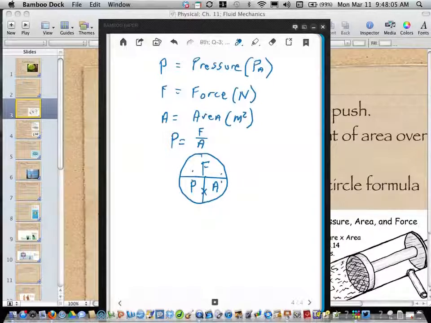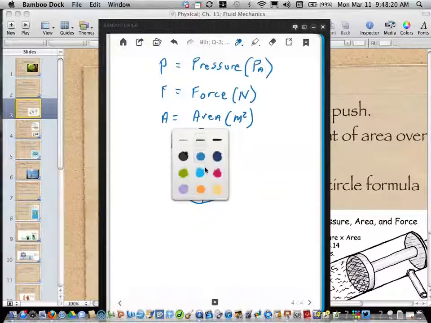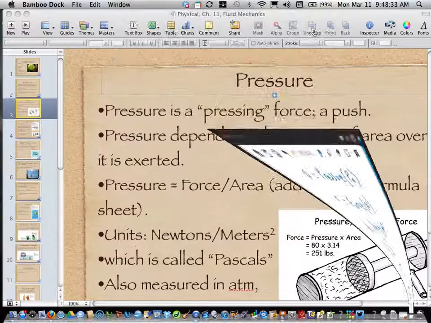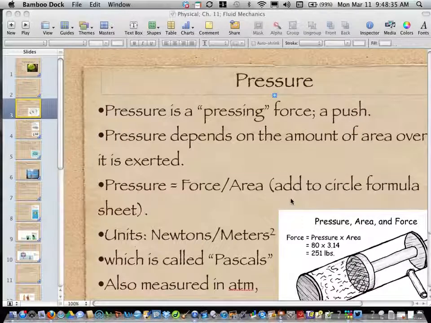Are we going to have to know all these? I want you to be familiar with them, and I would like you to know how to use the circle formula, of course, and I would like you to know which ones are on top for those relationships. Okay, so that's the circle formula for pressure, force, and area.